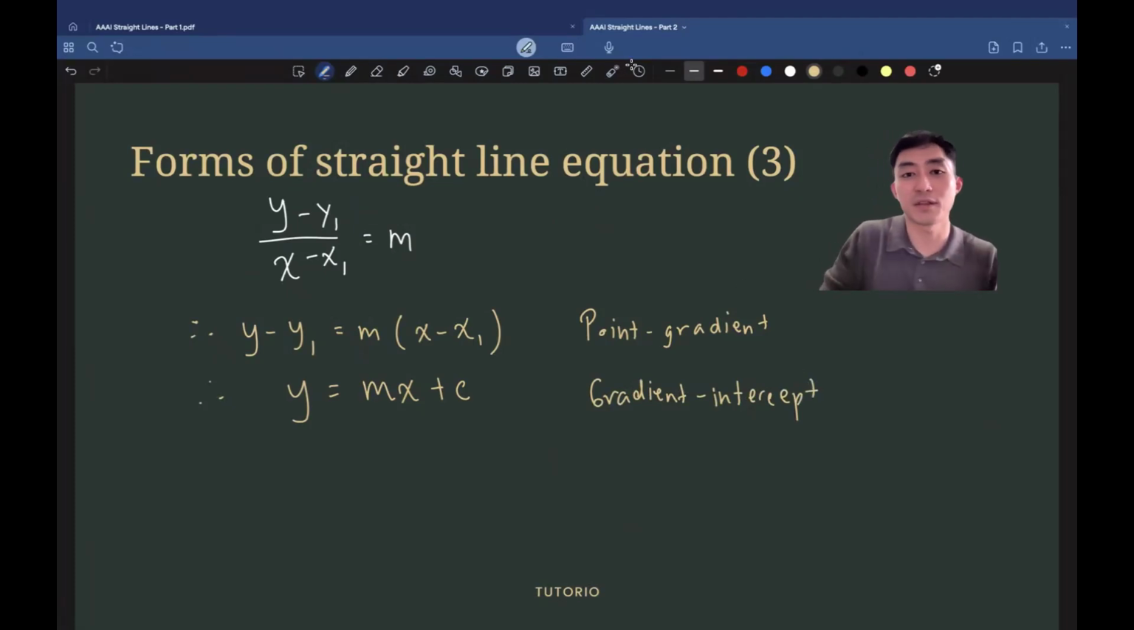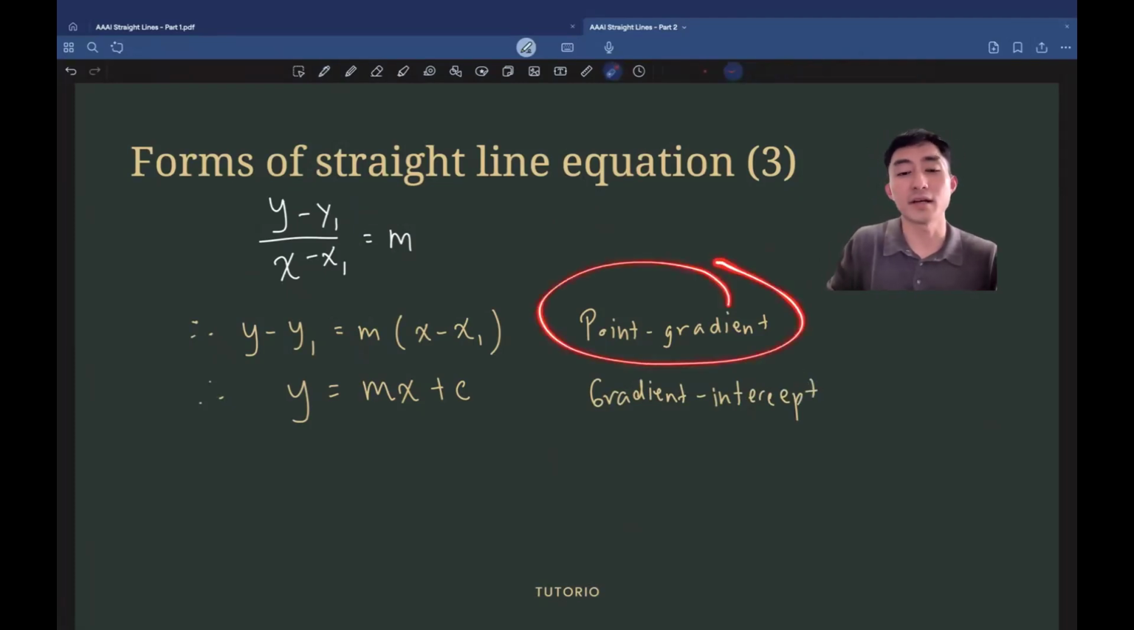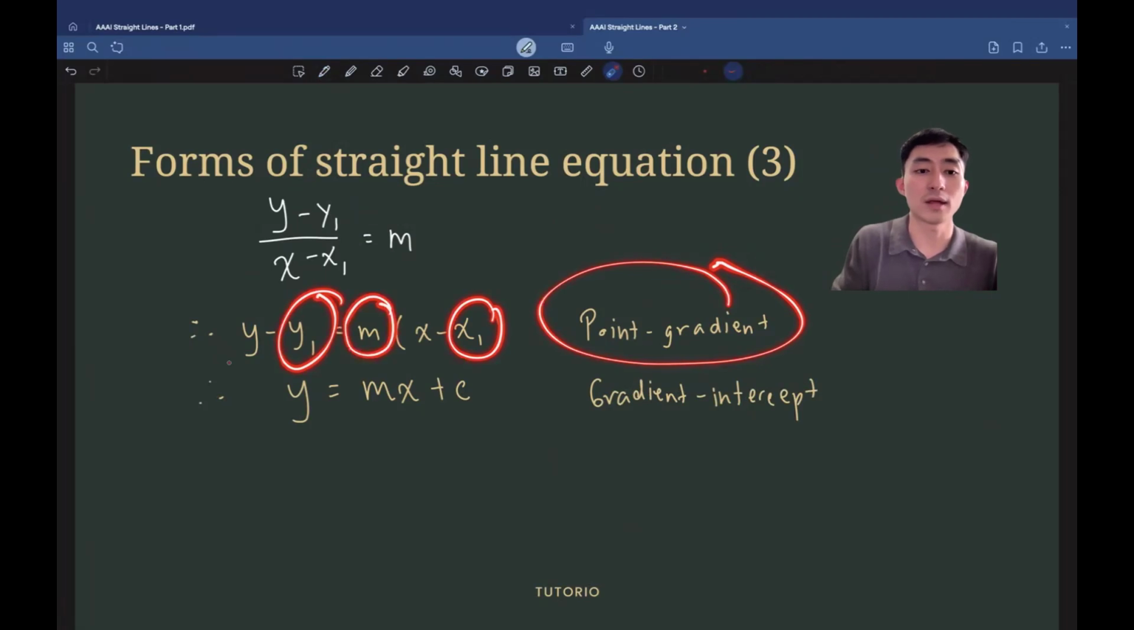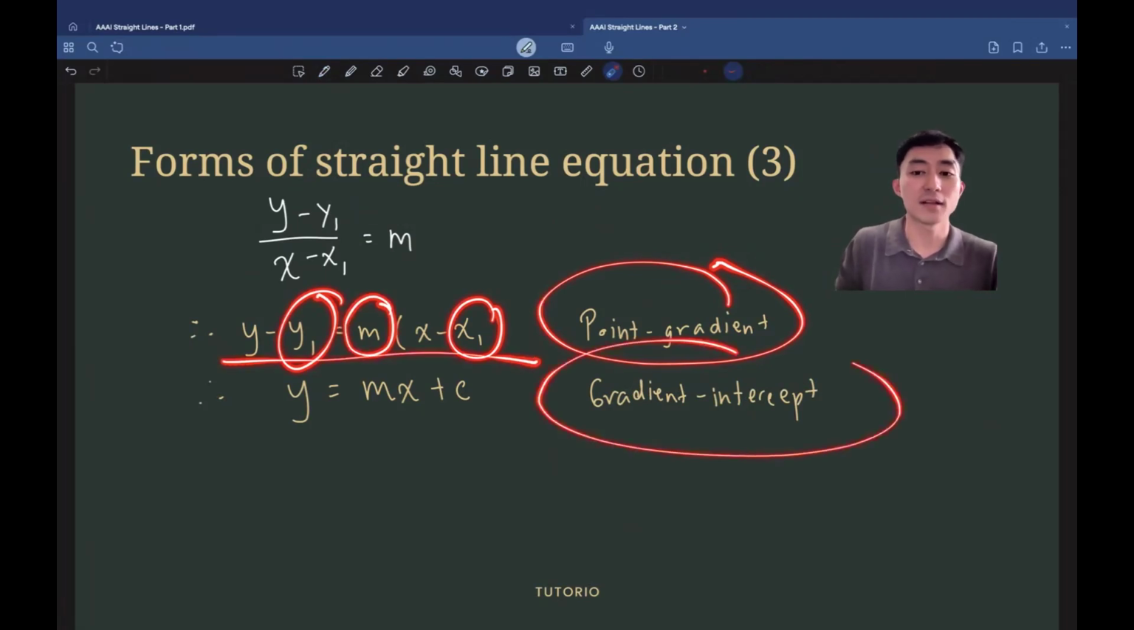It's very self-explanatory. This is called point-gradient form because you can just use a point, substitute that, and substitute the value of m to get the equation, whereas this is gradient-intercept form because you substitute the value of the gradient, and then you substitute the value of the y-intercept in here.